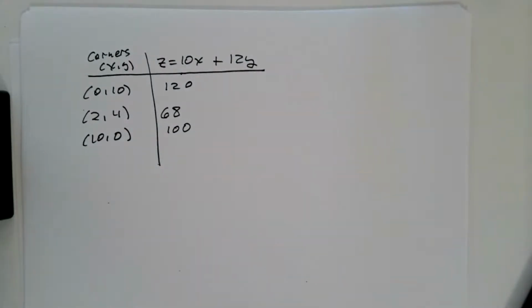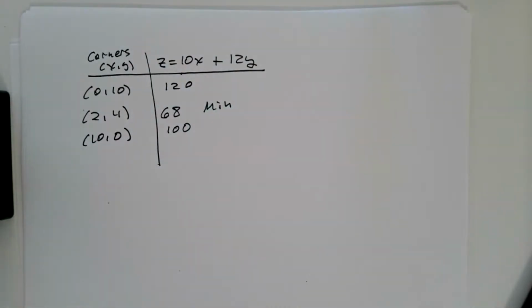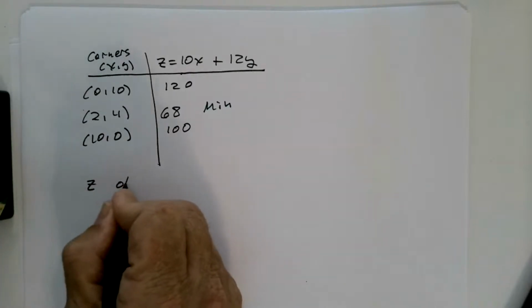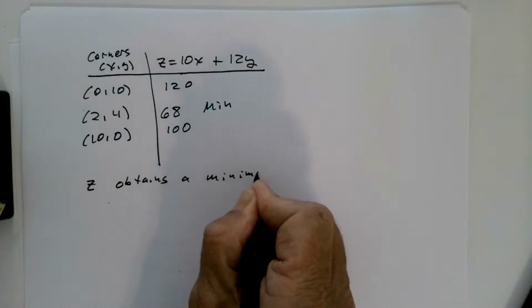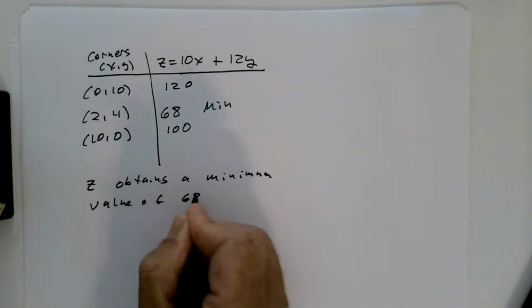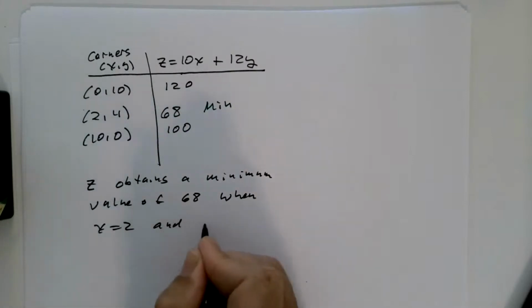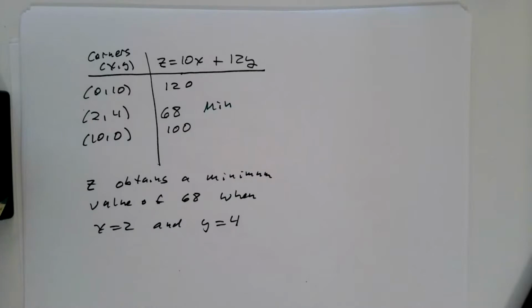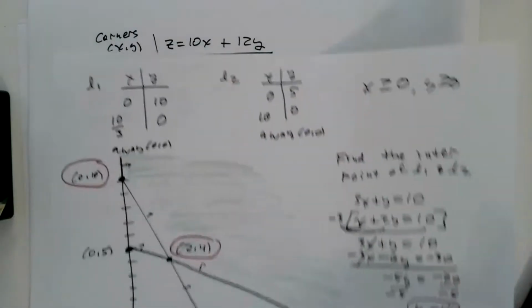So the minimum value appears to be here. So how do we write this? We would say that z obtains a minimum value of 68 when x equals 2 and y equals 4. So that's our minimum value. But again, let's go and take another look at our feasible region. This is what we're looking at.